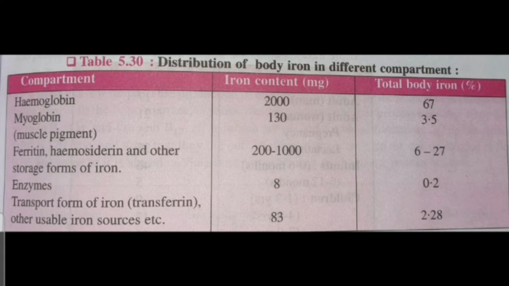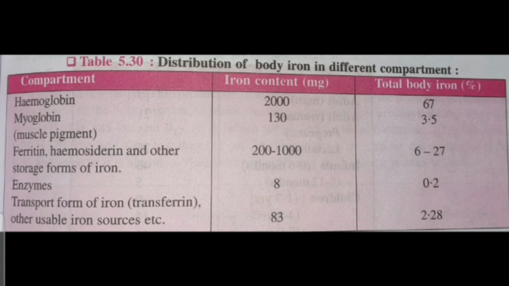Next, the storage form of the iron, that is the ferritin and hemosiderin, that I told you just now. Next, the enzymes. In the enzymes, the iron content is 8% and it is only 0.2% of the total body iron. Next, the transport form of the iron, that is transferrin, and the other insoluble iron sources. In total, it is 83 gram more or less, and it is 2.28 percent of the body's iron.